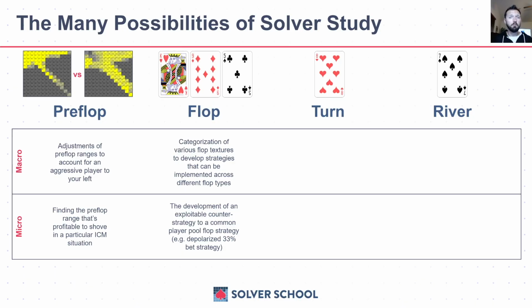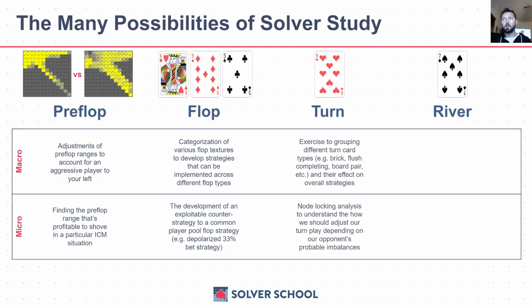At the more micro level, we've already touched on some node locking examples in some of the previous videos, but developing an exploitable counter strategy to common player pool flop strategies. An example of this is a lot of players will just choose to bet all of their range for a third pot on a lot of different boards, and they'll just continuation bet everything for a third pot. Well, by knowing that piece of information, we can node lock that as an assumption for our opponent's range and develop counter exploits for that particular strategy and use that when we're in game.